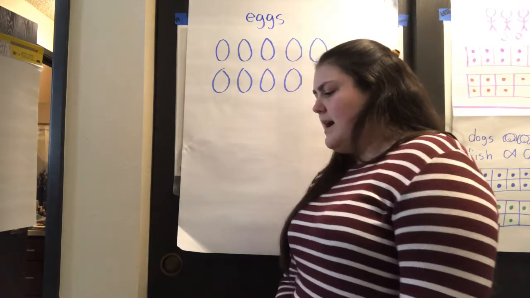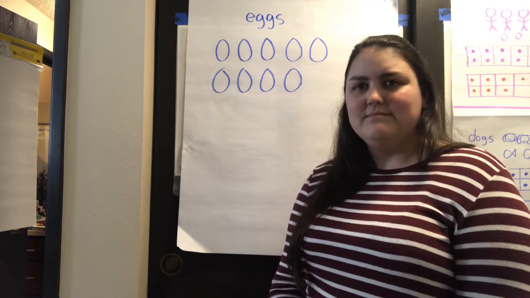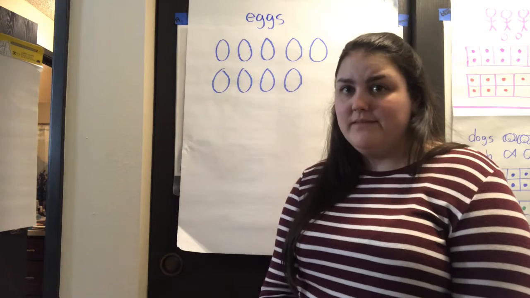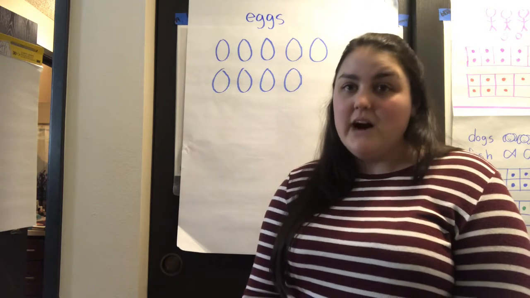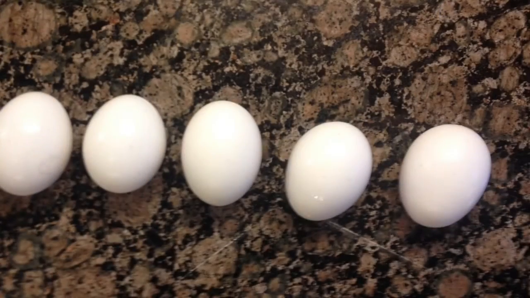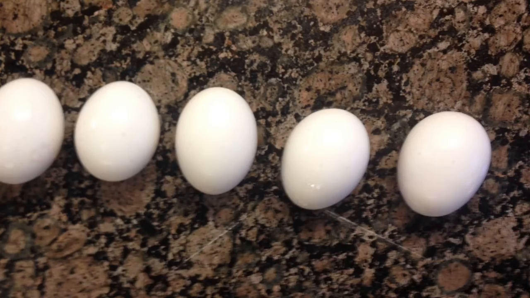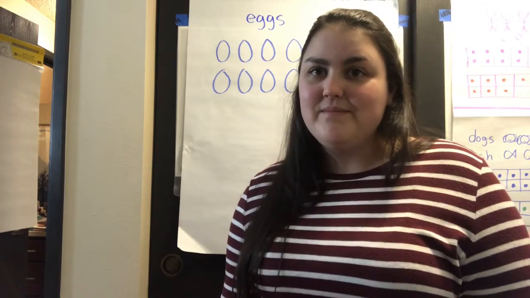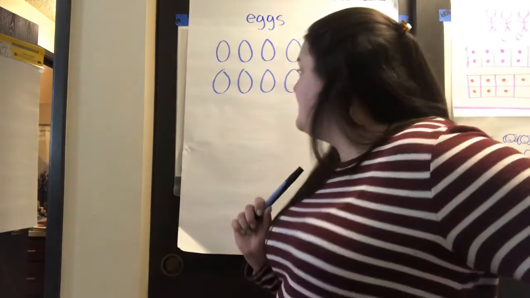Now, what do we need to know now? We need to know how many didn't break. I'm going to show you a picture of how many did not break. How many eggs did you see in that picture that did not break? There were 5 eggs that did not break. How should I show that on my picture?